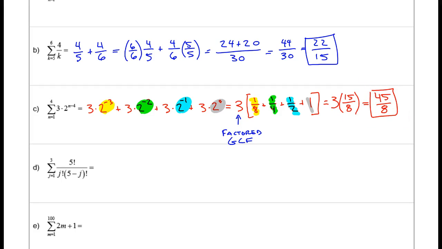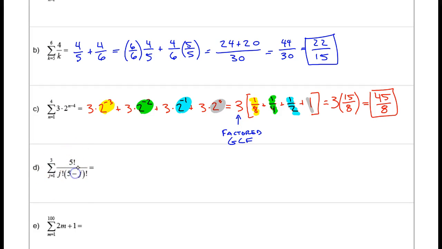Okay, that was a quick run through parts B and C. Now let's look at D. With part D, there's a couple things here that may look a little strange to you. First of all, let's talk about the index. This uses J as the index in our sequence, and some students are always confused by that. Oh my gosh, we never see J. Well, it's just like N was in the previous problem, or K in part B. So it's just the index. Don't be too alarmed by that.